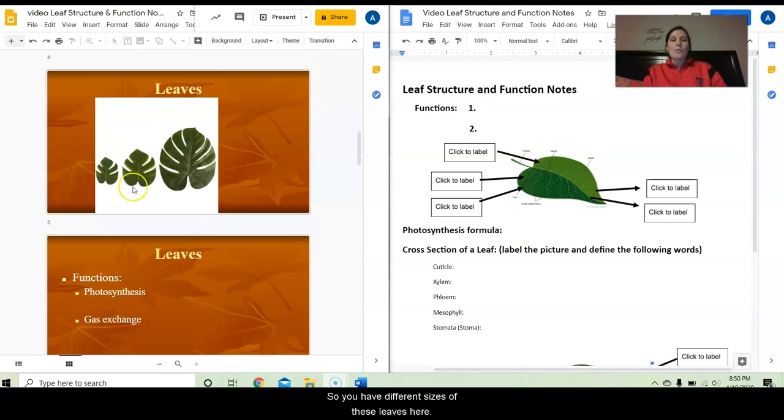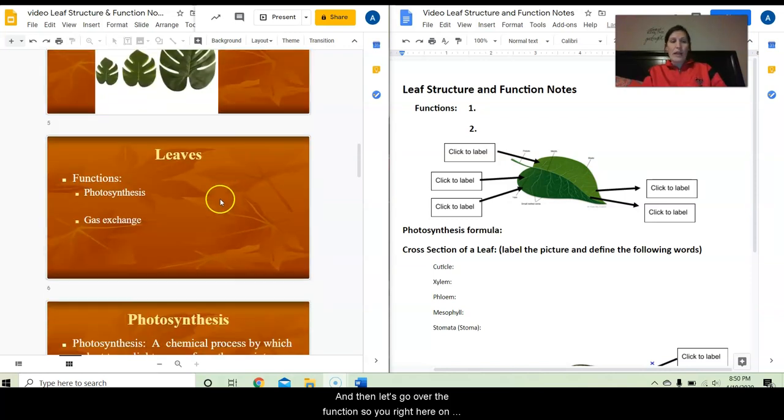All right, so you have different sizes of these leaves here. And then let's go over the function. Right here on your sheet, we did functions last week, but I just wanted you to remember the function of a leaf. What is its job?